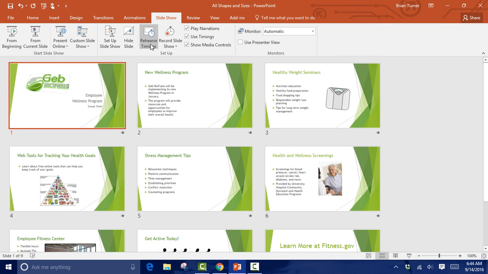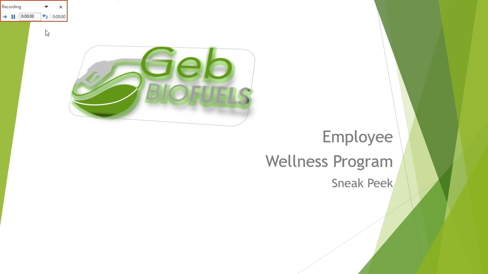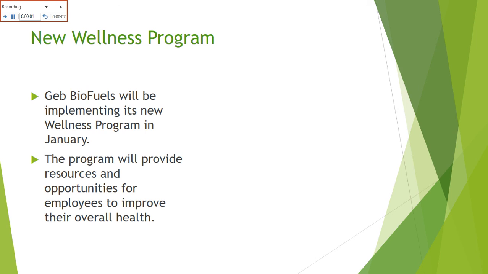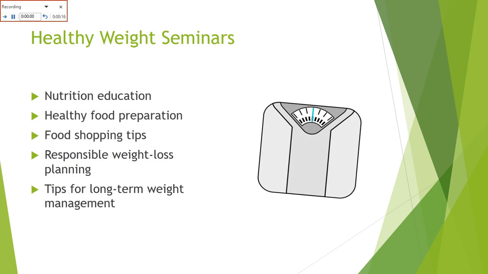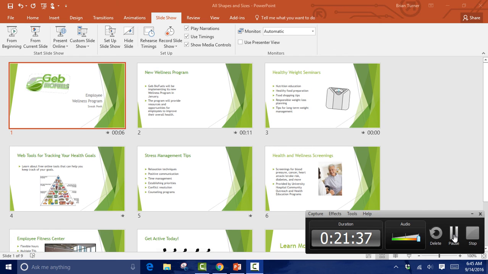What I like to do is use something called Rehearse Timings. When you rehearse your timings, you'll get a little window up here, and you can click through your presentation. If I want this particular slide to be on for about 5 seconds, I'll click at 5 seconds. If I want this slide to be up for maybe 10 seconds, I'll click when it turns to 10 seconds. It's going to save those recorded times for me. Now if I look at my slide sorter, you can see this slide has 6 seconds, that slide has 11 seconds, and that slide has 0 seconds on it. So there are a couple of tricks for you as far as your PowerPoint.